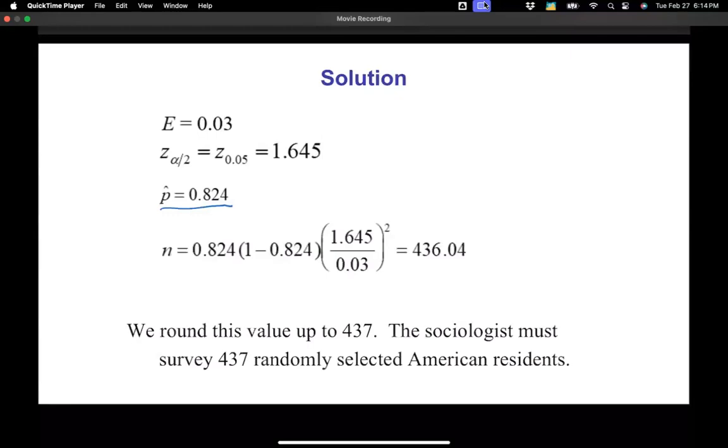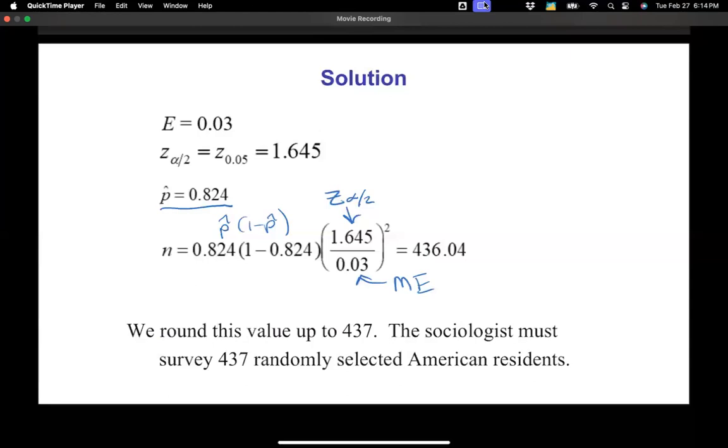So here's the math. I take p hat times 1 minus p hat. That's right here. This right here is my Z sub alpha divided by 2. This right here is my margin of error. Don't forget to square it. So it says that I need 436.04 people. Always round up. Always round up. Yep, 437.